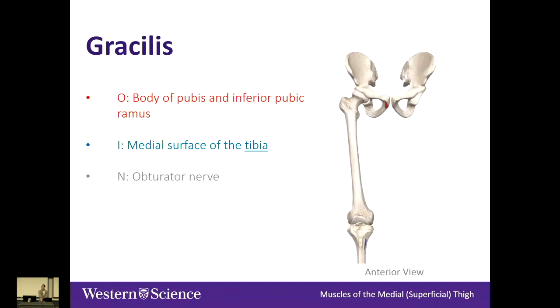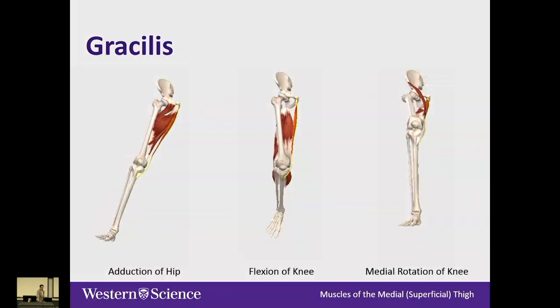Nerve supply, obturator, nice and simple. Functions. So it's still doing adduction of the hip, so it's going to bring your hip towards the middle. But now instead of doing flexion of the hip, it does flexion and internal rotation of the knee. Okay, so it's actually crossing the knee and flexing the knee as opposed to flexing the femur. Okay, and we'll see that in action right now.